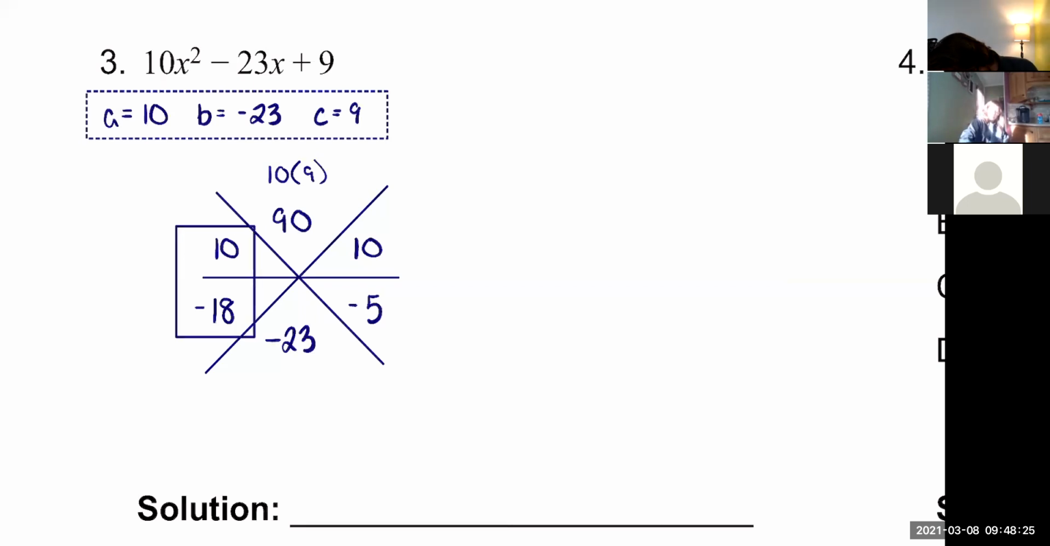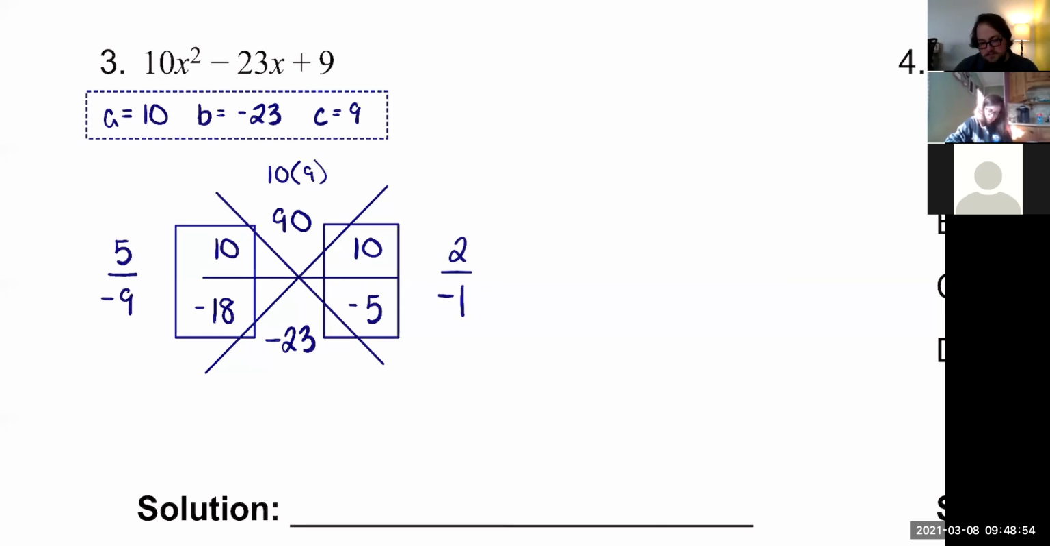Do either of them simplify? Yes. Which one? The 10 and the -5. Ah, careful. Well, no, you get 2 over 1. Yep, if you divide a 5 out of each of those, you're going to get a 2 over a -1. What about the other one? Yeah, I think you can divide a 2 out of both. If you divide a 2 out of 10 and 18, you get a 5 over a -9. So that looks a little bit better.